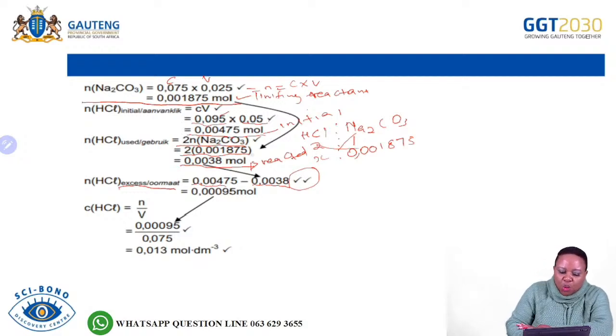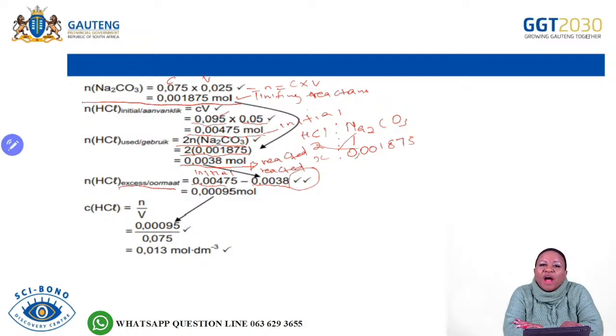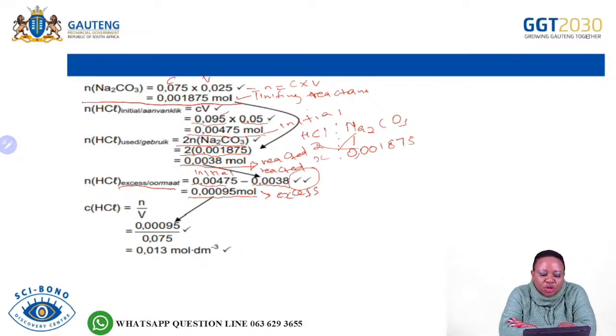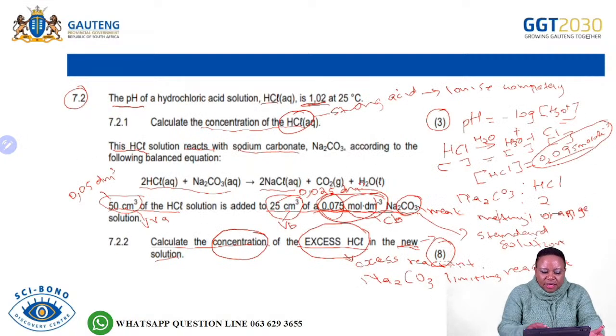So the 2 marks now will qualify to say the initial number of moles that you had at the beginning, subtract the reacted or the used number of moles of hydrochloric acid so that you can get the number of moles that now are in excess. So 0.0095 moles are the number of moles of hydrochloric acid that are in excess. Now, as you know that the question required us to calculate the concentration of HCl in excess, let me just go back.